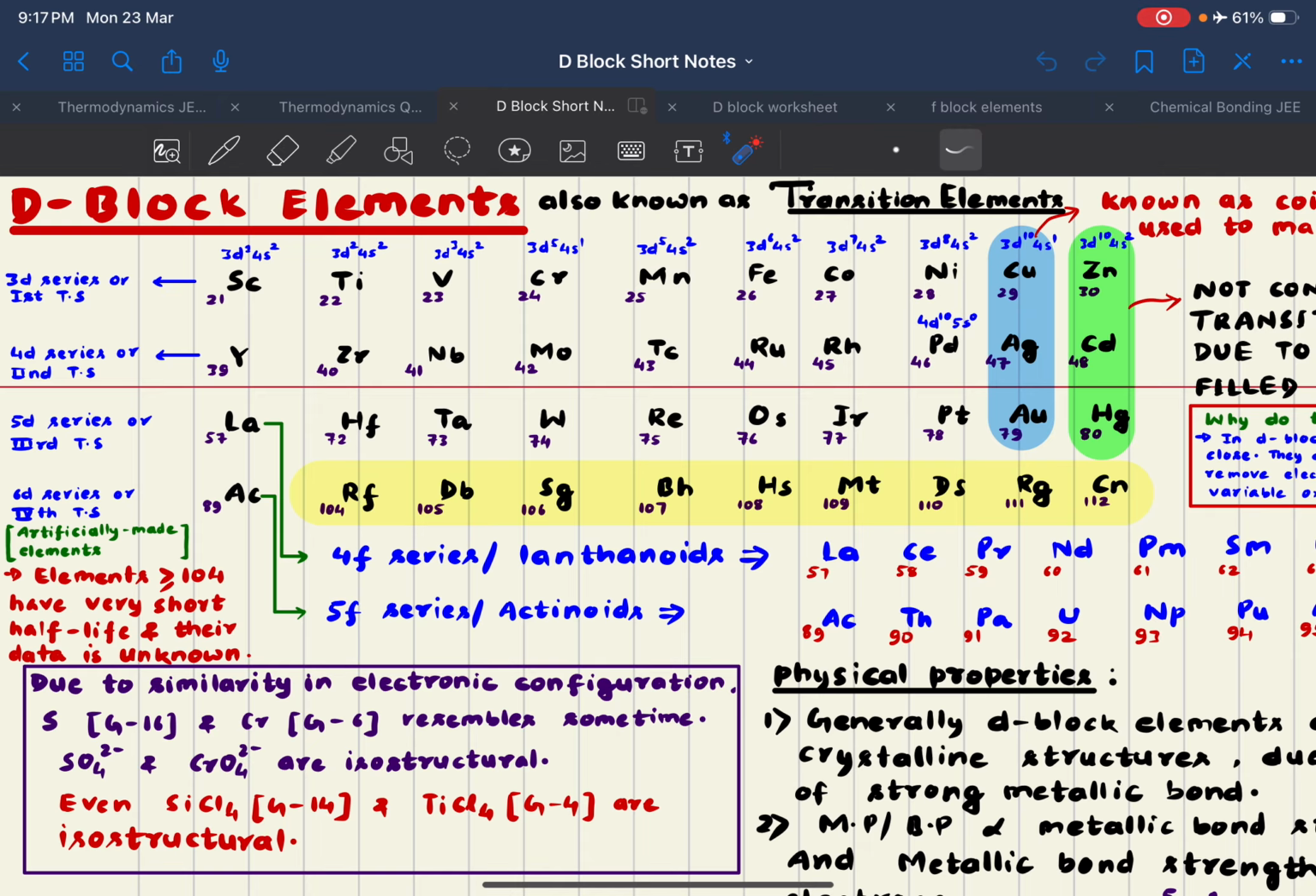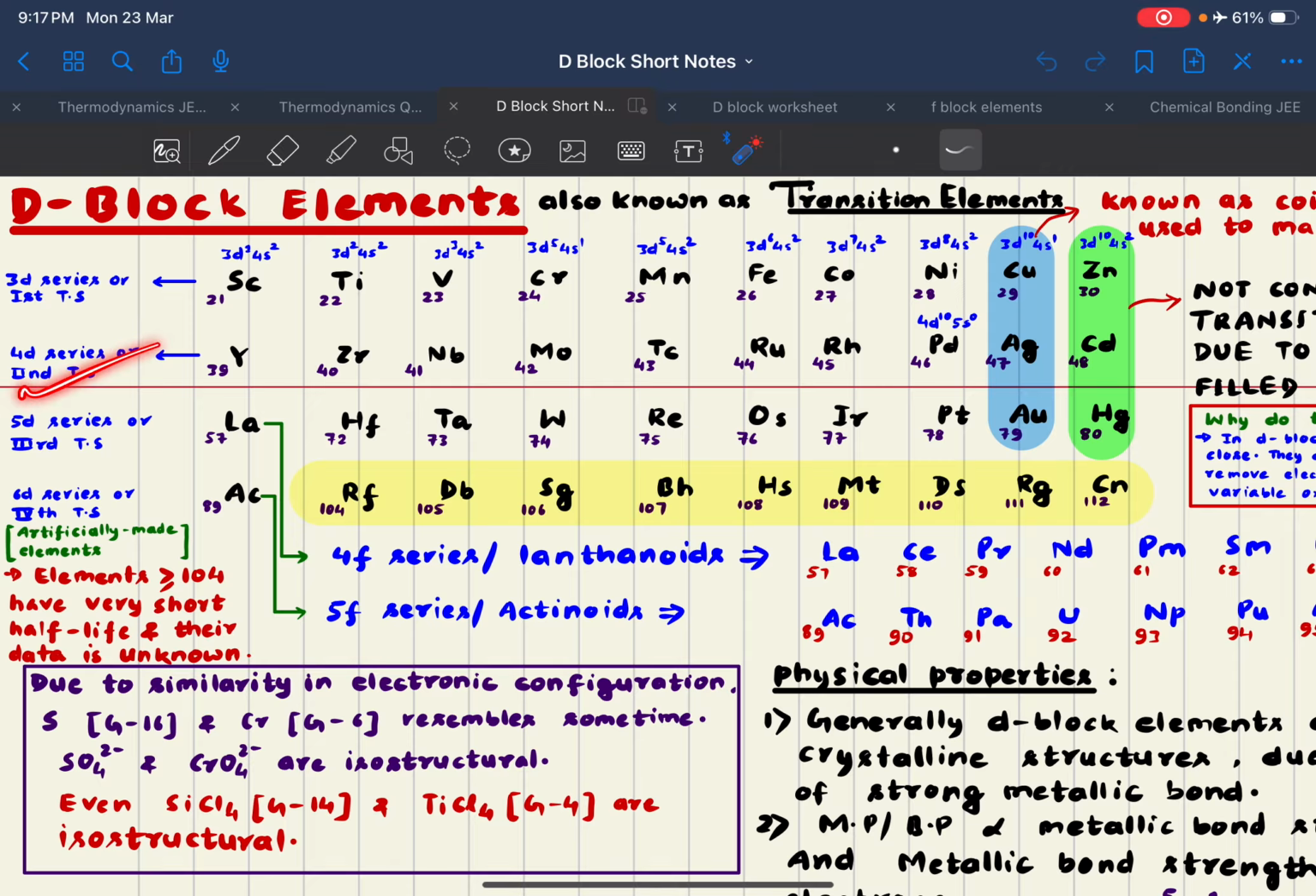Now the electron goes into the D subshell, which starts with 3d. If you look at the electronic configuration, 3d1 4s2, 3d2 4s2, 3d3 4s2, and so on. That's why these elements are called the 3d series, also known as the first transition series. These will be called the 4d series because the electron goes into the 4d subshell.